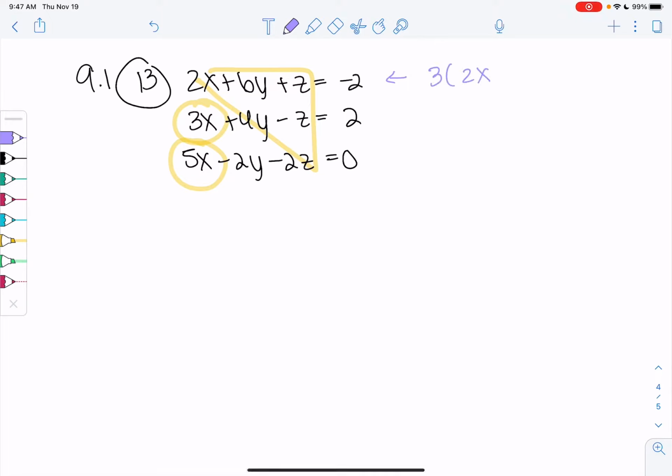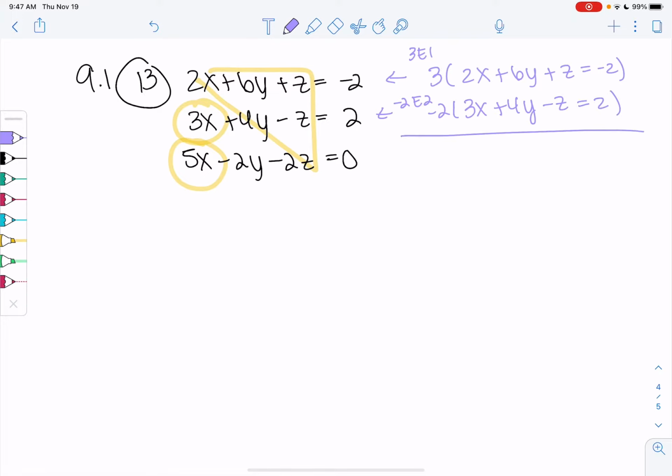So 3 times E1 will give me 3 times 2x plus 6y plus z equals -2. And then I'll just multiply E2 by -2, and that'll create -6, and they'll be opposites. So it's okay if you have to multiply both, just like we did in the beginning. So we will get 6x plus 18y plus 3z equals -6. And then we will get -6x minus 8y plus 2z equals -4.